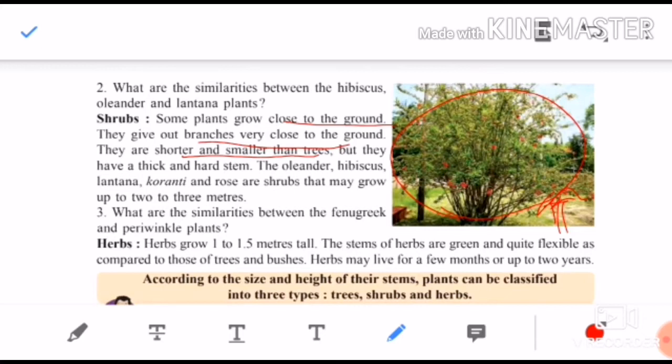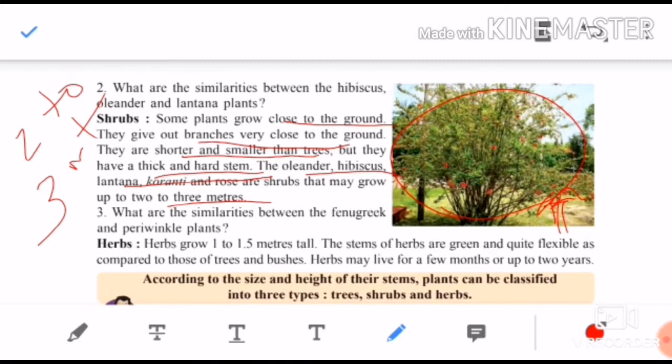In comparison with the trees, they are a little shorter and smaller, but they have a thick and hard stem. Their stem is also thick and hard, but they are shorter in height as compared with the trees. Trees are very tall and big. Examples of shrubs you can give are oleander, hibiscus, lantana, coranti. They may grow up to 2 to 3 meters in height. Remember the height, 2 to 3 meters.